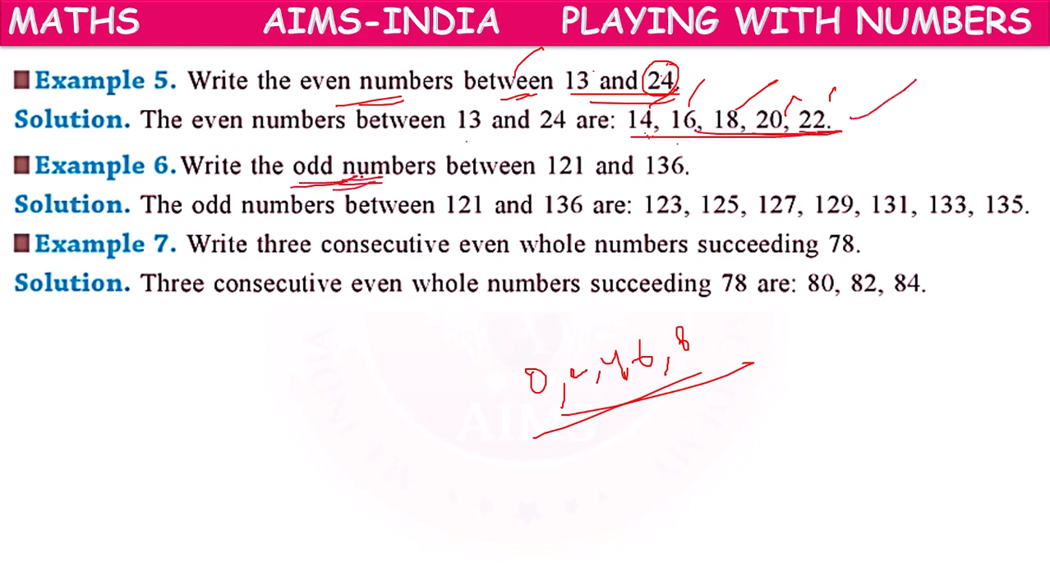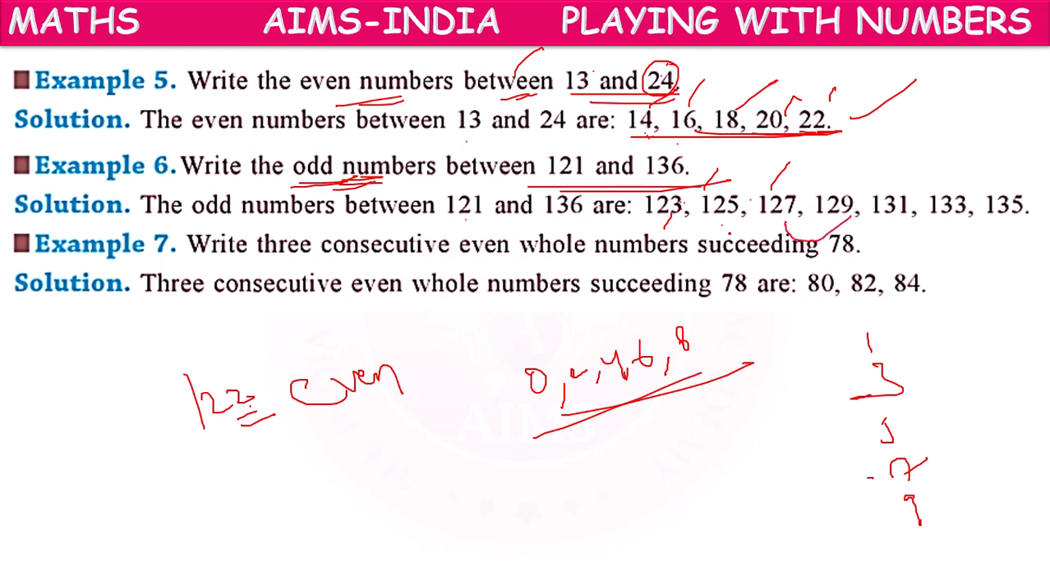Next, odd numbers between 121 and 136. So what is an odd number? In the units place, the digit should be 1, 3, 5, 7, 9. 121, after that 122. 122, units place 2, even number. Next 123, units place 3, odd number. 124 even, 125 odd, 126 even, 127 odd. So a gap of 2. 127, after that 129, plus 2, 131, plus 2, 133. Like that we can find odd numbers.